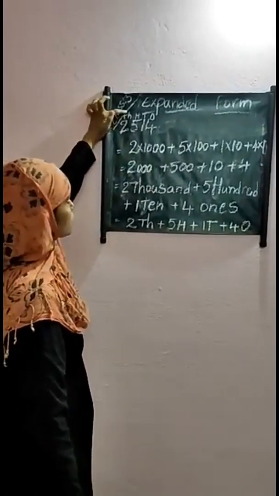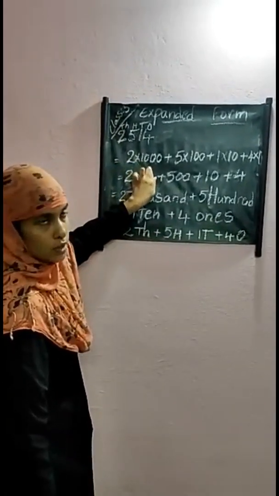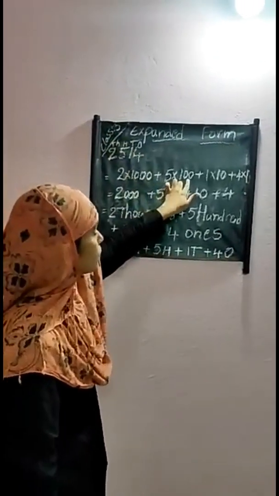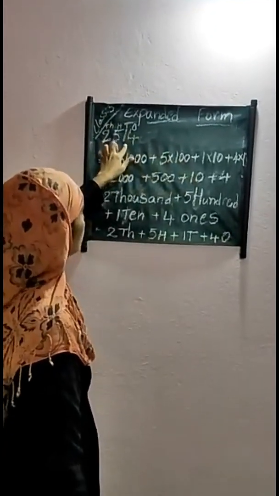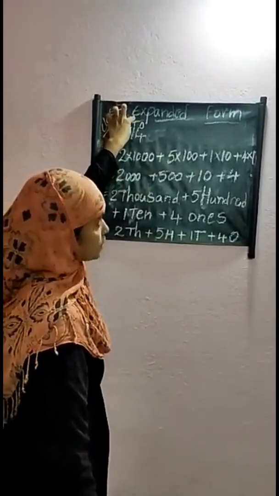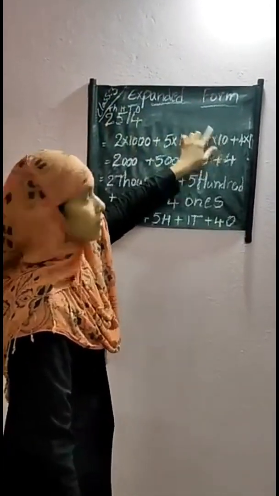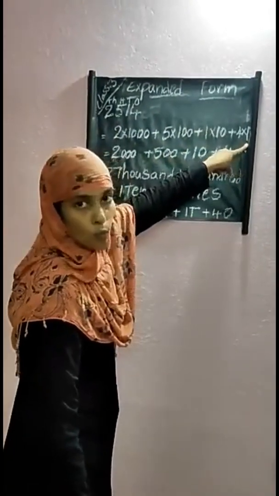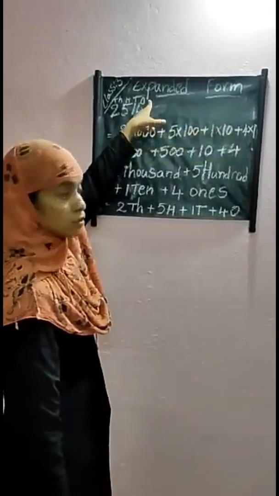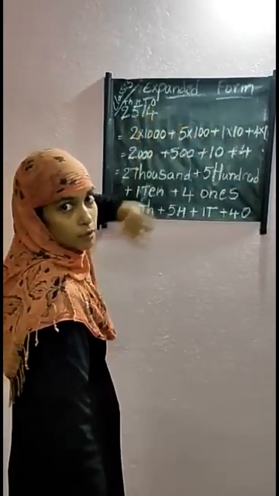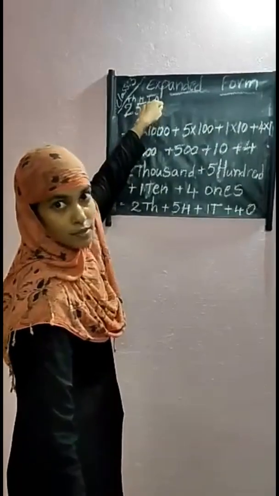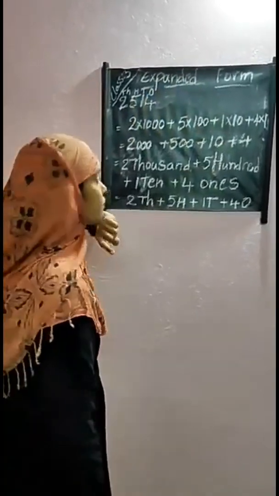2 is in the thousands place, so 2 into 1000. And 5 is in the hundreds place, so 5 into 100. Next, 1 is in the tens place, so 1 into 10. And 4 is in the ones place, so 4 into 1. Remember, children may get confused: this is the ones place, it is not 0.